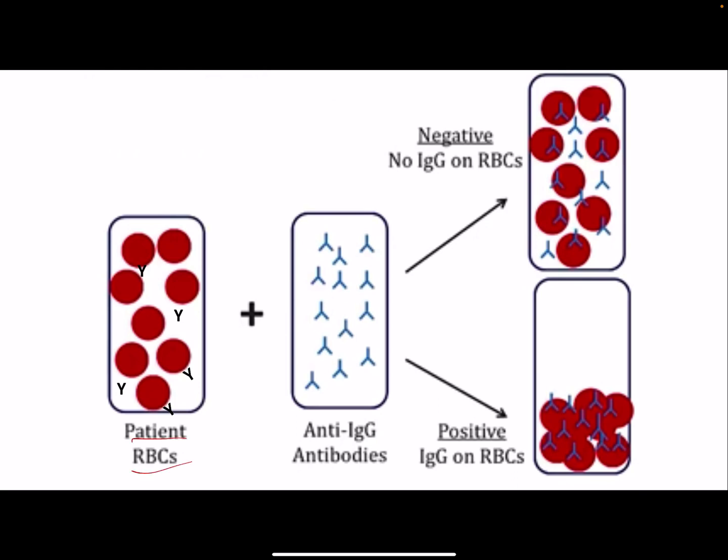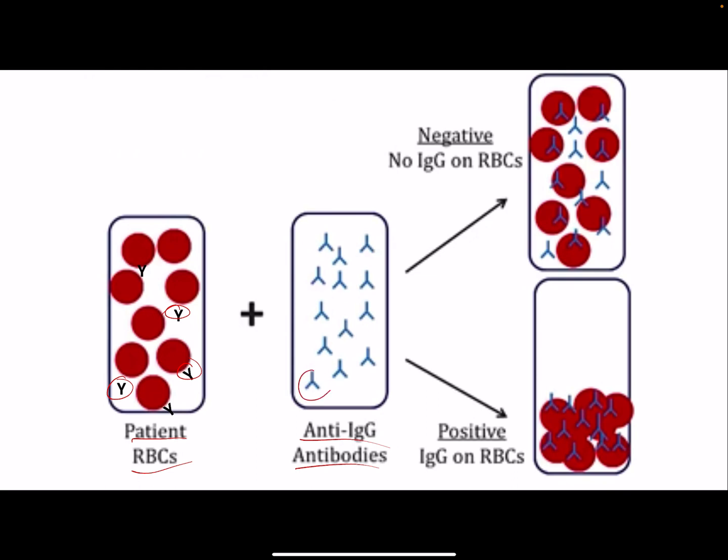So here are my patient red blood cells. Maybe there are antibodies, maybe there are not antibodies. And remember, these are IgG antibodies in the case of warm autoimmune hemolytic anemia. So we will then mix these with anti-IgG.